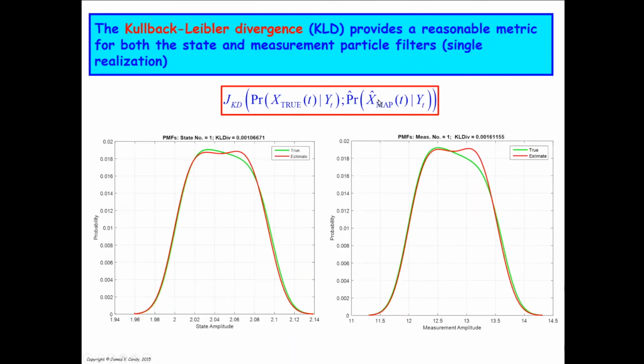So we have the true and we have the estimate, and this is what it looks like over an ensemble. In this case, it's just a single, but you can see the green is what the true distribution is, and the red is what we've estimated with our particle filter, and then this is the value of the Kullback-Leibler divergence. So you have states and measurements. For the states, it's small, and for the measurements, it's small, but what does small mean?